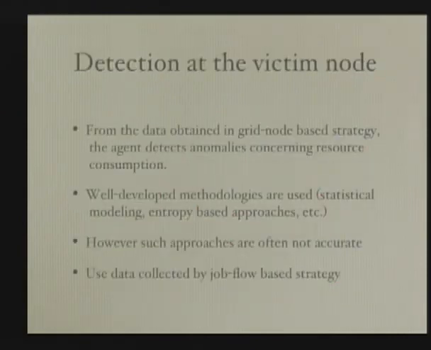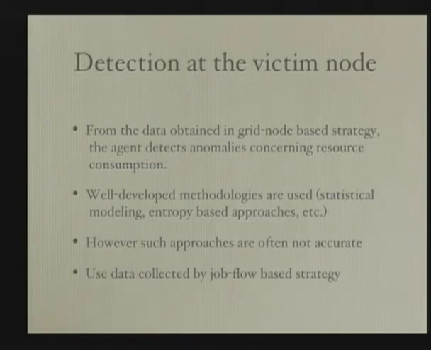Okay, so we go on to how to detect at the victim node and source node. First, detection at the victim node. In this case, there are many resources, but we only consider one of them, the queues that I mentioned before. From the data obtained in the grid node-based strategy, the agent detects anomalies concerning resource consumption by using well-developed methodologies like statistical modeling and entropy-based approaches.